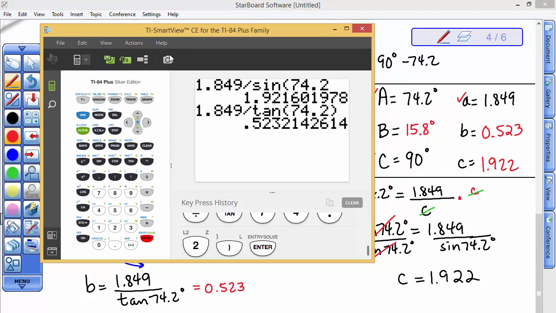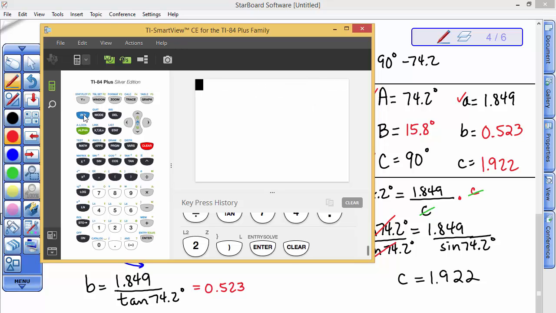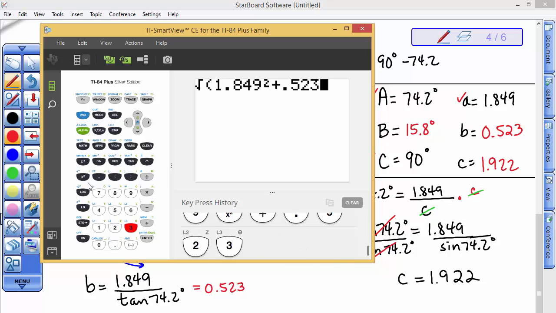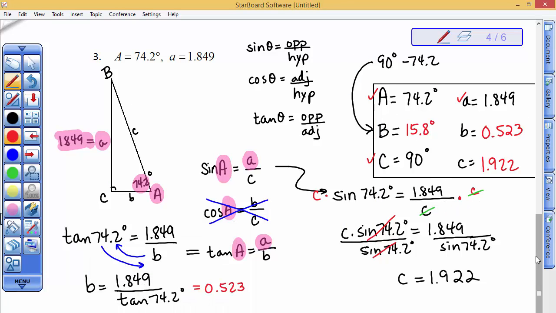So I'm going to go ahead here. Again, I don't have the program, so I'm going to go second square root. I'm taking the square root of the sum of the squares of these sides. 0.523 squared, close the parentheses, and I want to see if it's 1.922. Close enough. I know I did this problem right because I calculated these two and put them into the Pythagorean theorem. It gave me this hypotenuse. Really happy with the fact that I can check these.